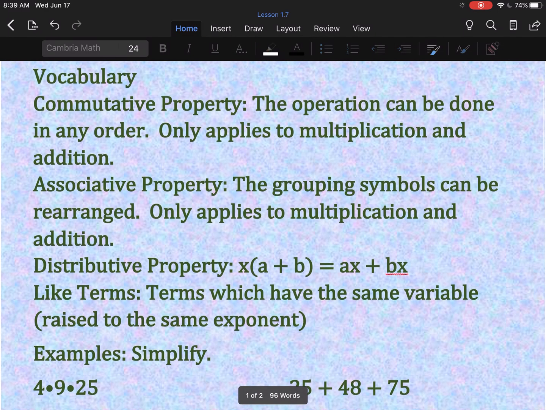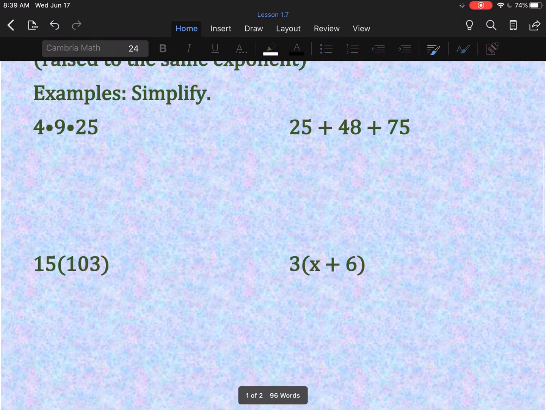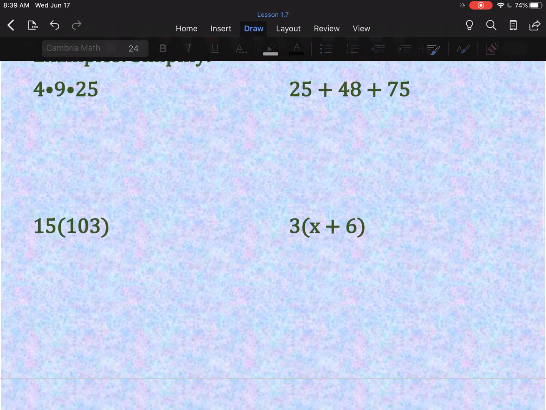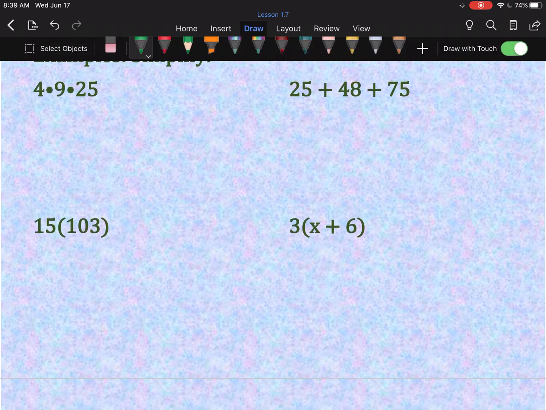So, simplify. You can brute force these, by the way, but there's a smarter way and there's a harder way. If you want to do it the harder way, have fun. I want to do it the smarter way. So 4 times 9 times 25. All multiplication, so I can do this in any order I want. I don't want to do 4 times 9 because then I'm going to have 36 times 25, which I don't know. On the other hand, I can do 4 times 25 and say, hey, I know that, that's 100. And 100 times 9, well, hey, that's easy too, that's 900. Working smarter, not harder.